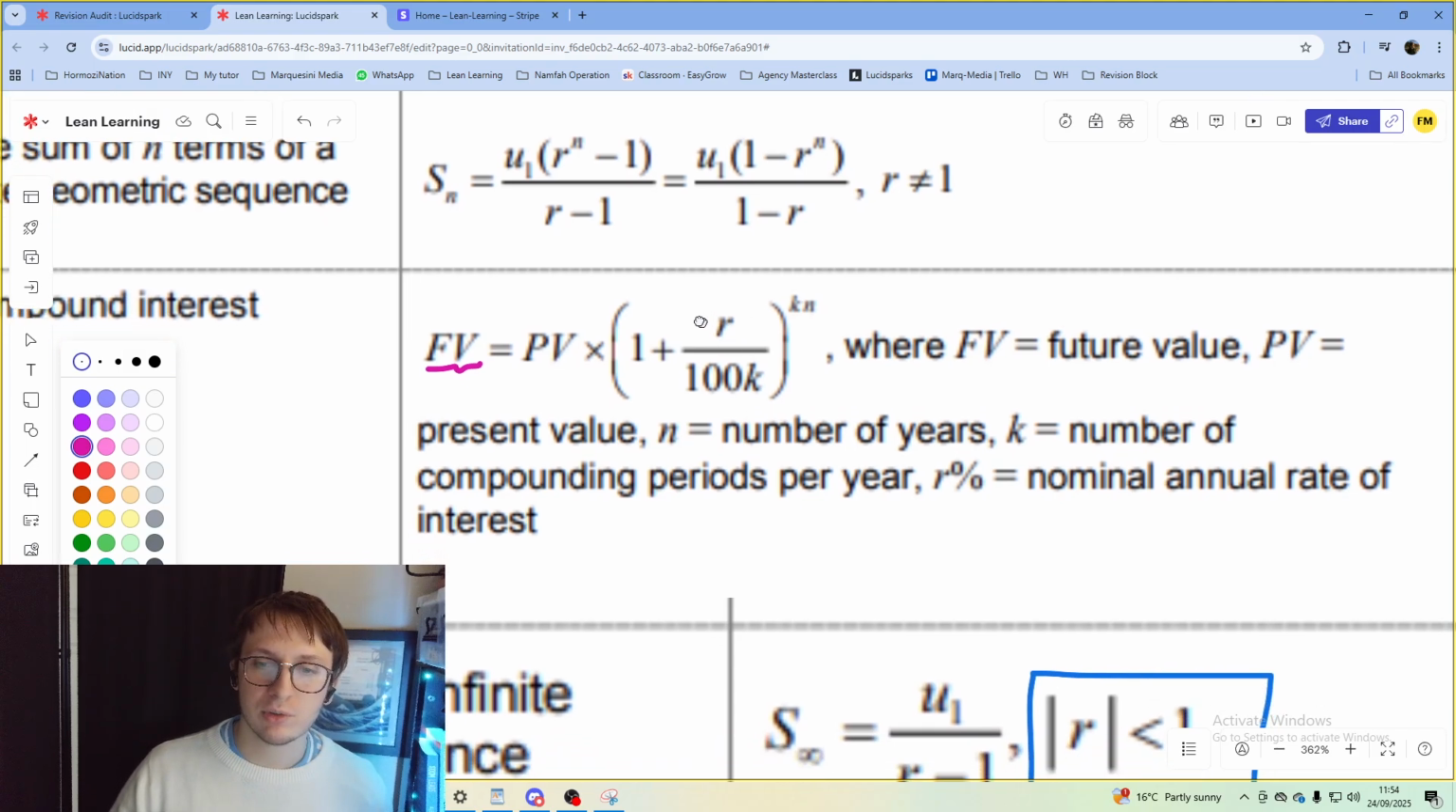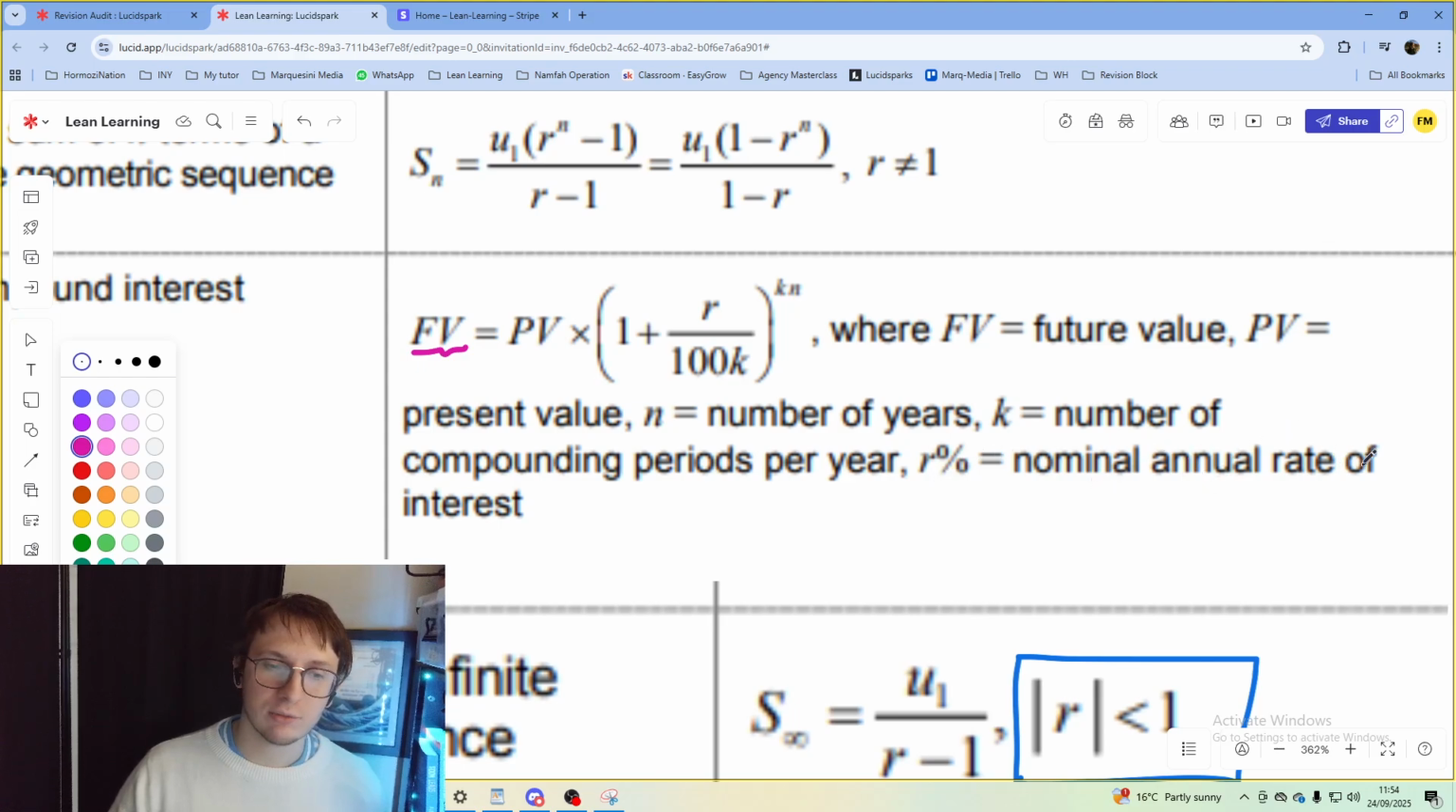Yeah, so how much is increasing? The nominal annual rate of interest. So how much that increases per year. That's just the interest rate that they tell you. And then K is the number of compounding periods per year. We'll do some practice questions and you'll see how we use that. And N is just the number of years.